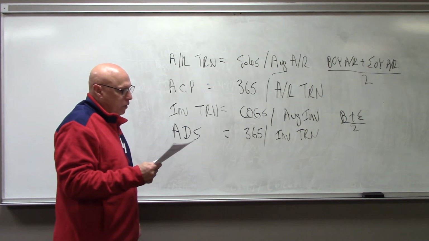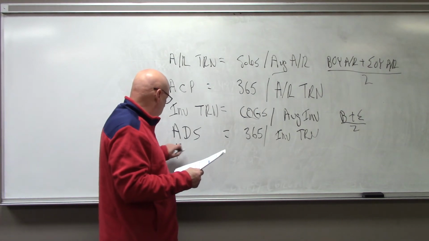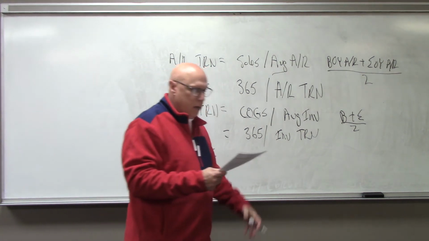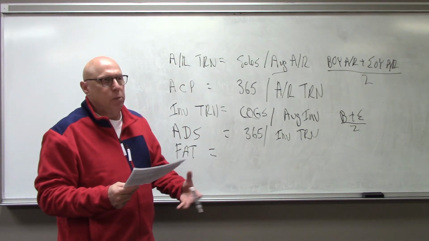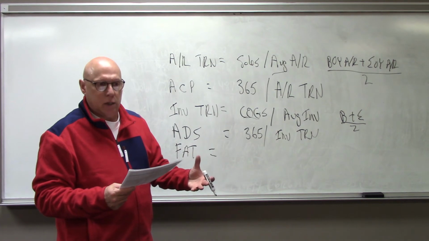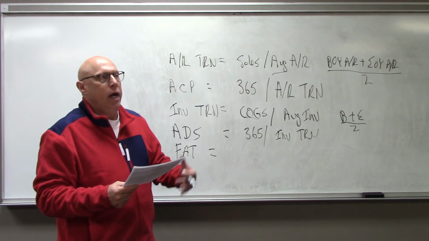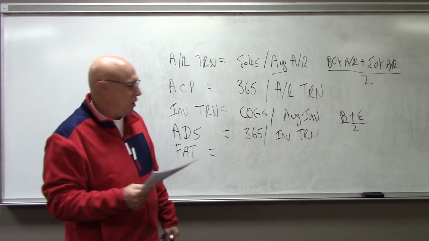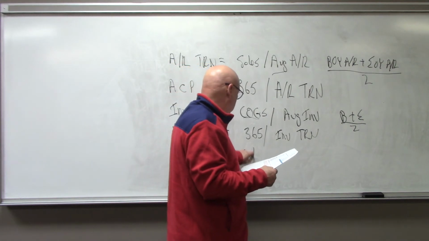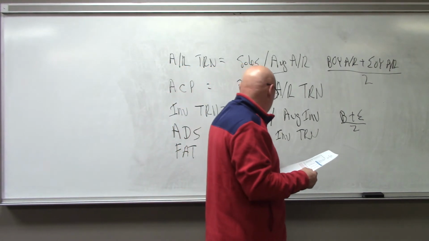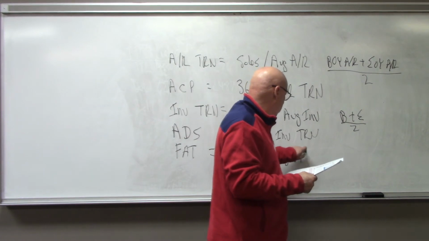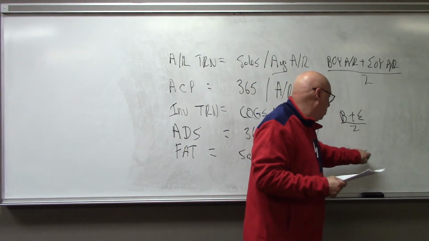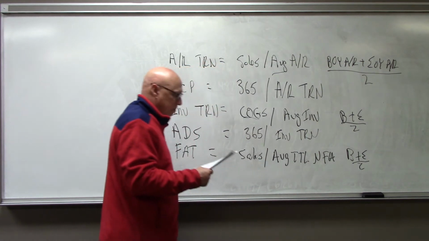Now we have fixed asset turnover. Okay? Sales. So again, it's the amount of investment we have in an asset, in this case fixed assets, our property, plant, and equipment, and our sales. And what we want to do is generate the highest amount of sales for the lowest amount of investment. So we have sales divided by average total net fixed assets. And that is beginning of the year plus ending divided by 2. Okay?